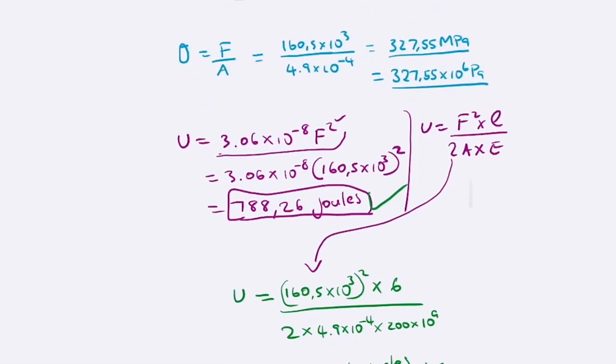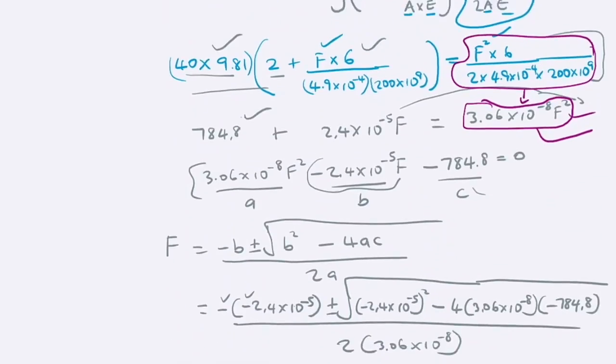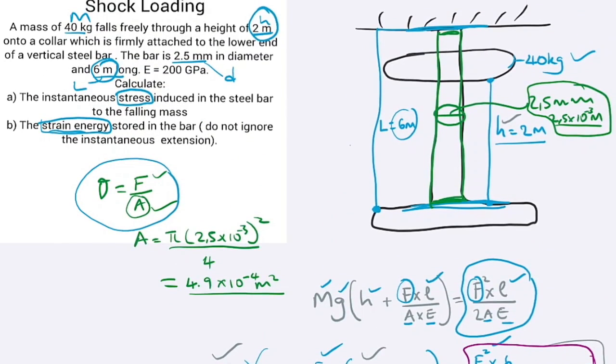So that means we've got what the question was looking for. The stress is 327.55 megapascals, and here we've got the strain energy to be 788.26 joules. That's how you calculate the shock loading problem.